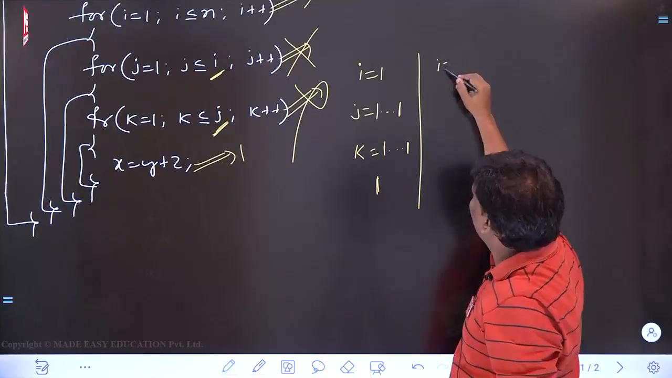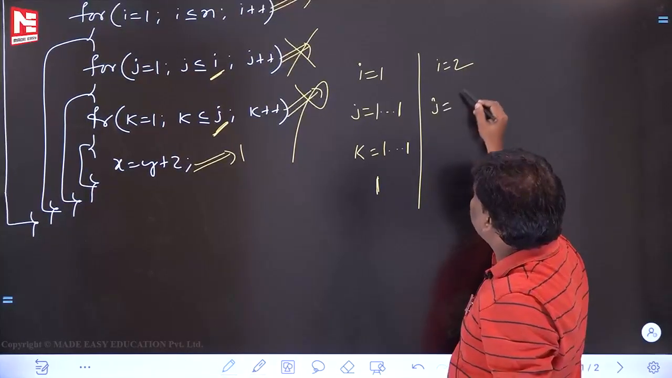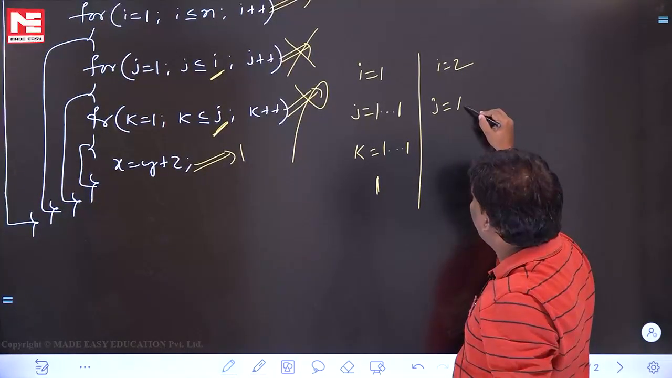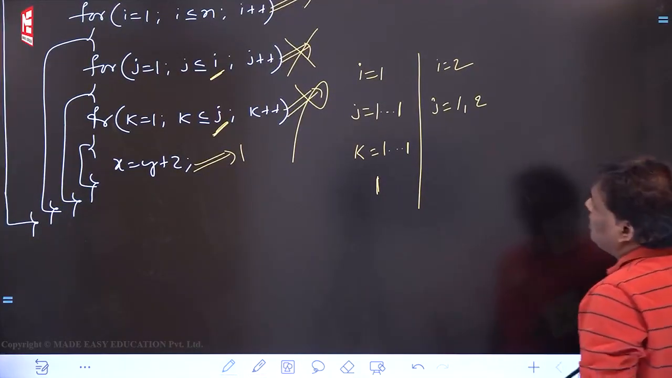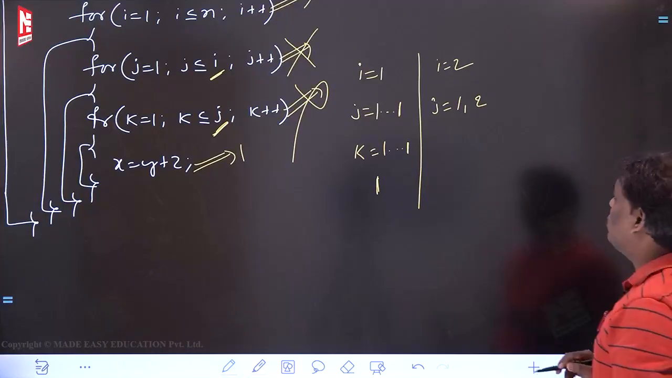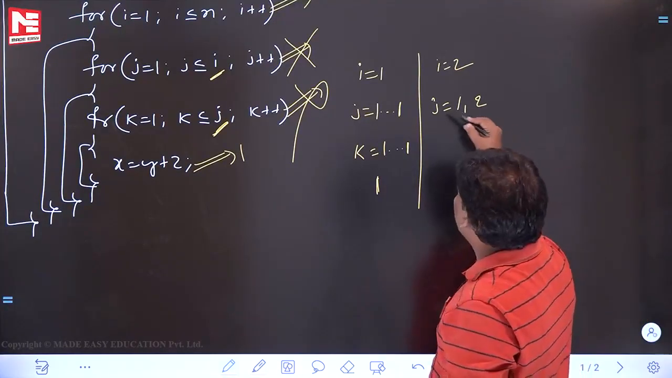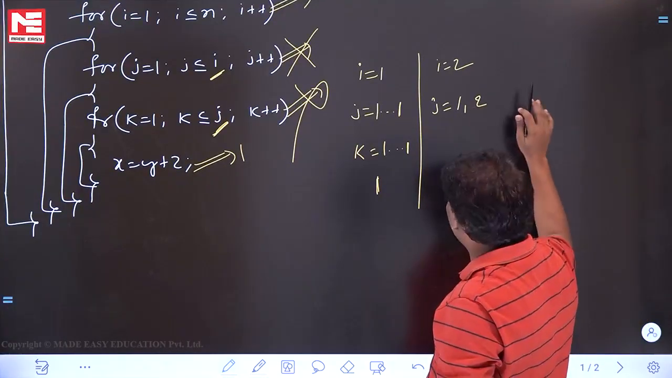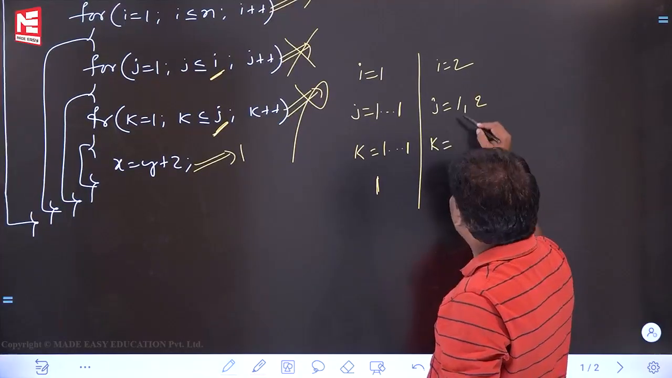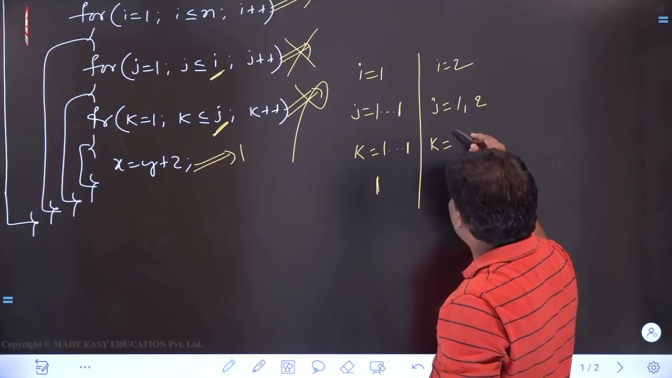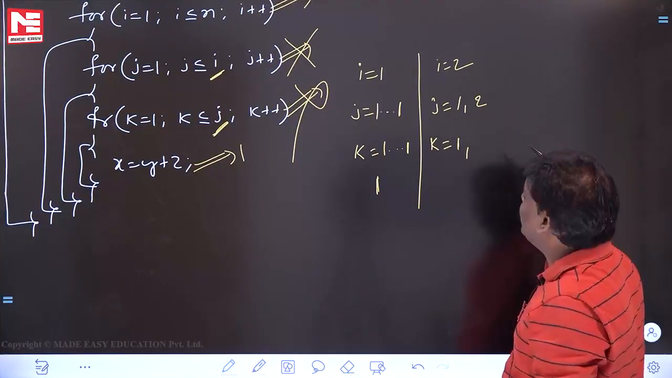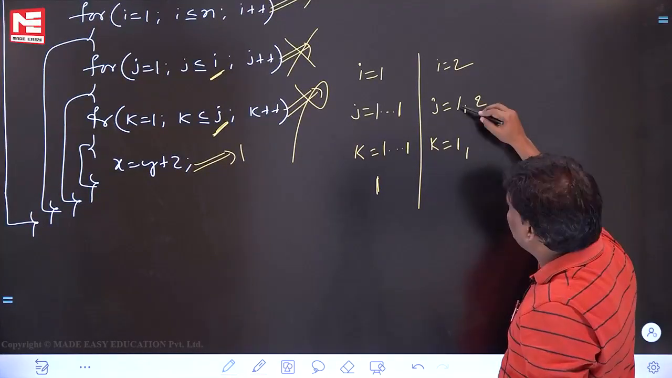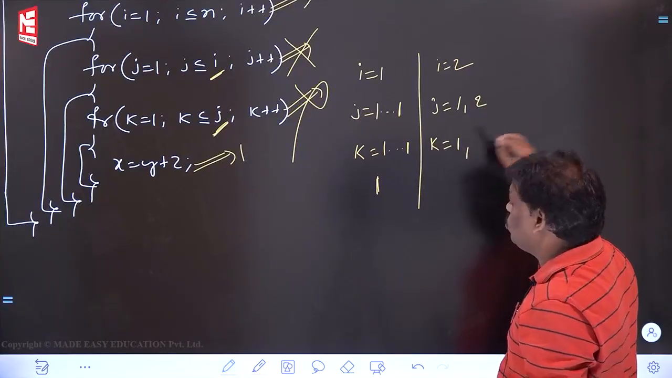I is equal to 2. What about the J loop? If I is equal to 2, J loop goes until I, so J value 1 also, J value 2 also. That's okay. Then what about the K loop? If the J value is 1, K loop is 1 to 1, 1 time. If the J value is 2, how many times is the K loop? If the J value is 1, K loop is 1 to 1, 1 time, it's okay.